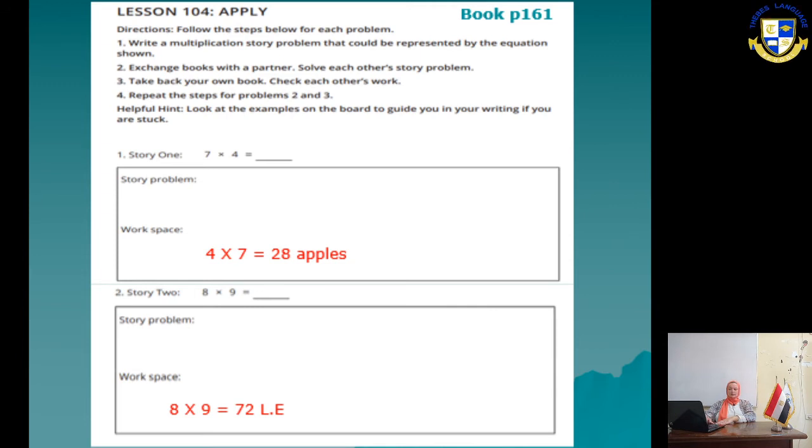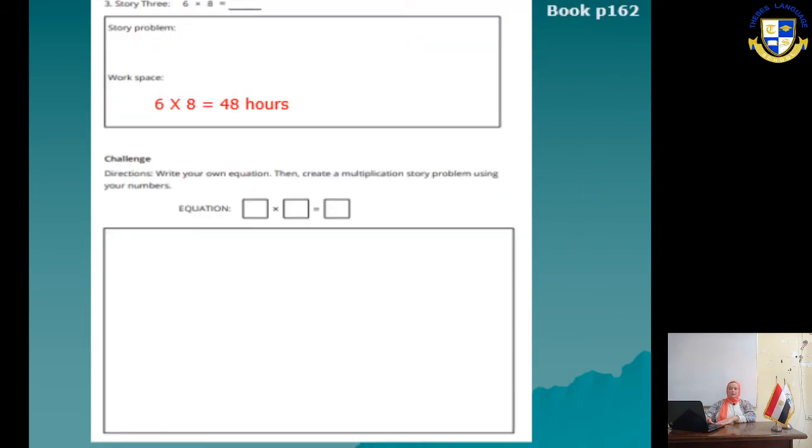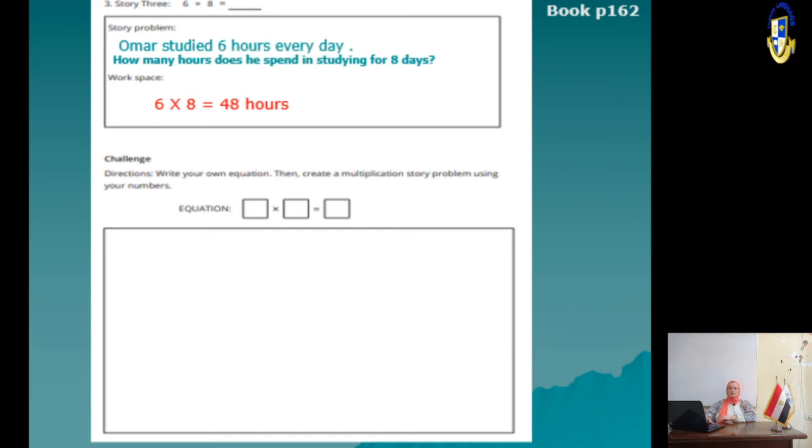Okay, in the next page, we have 6 times 8. So to write the story problem, we are going to say Omar studied 6 hours every day. How many hours does he spend studying for 8 days? And the answer of 6 times 8 equals 48.